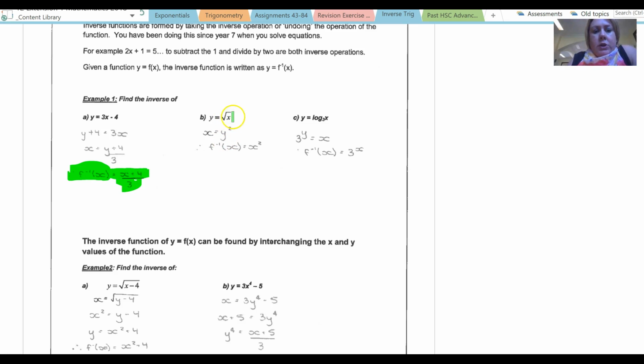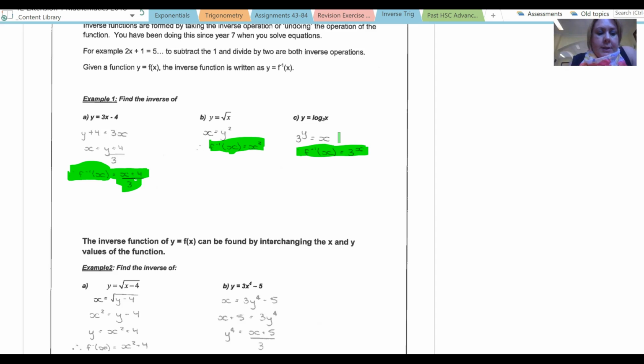Done the same here. I've changed x to be the subject, so x is y squared. Therefore, the inverse function of root x is x squared. Y equals log x to the base 3. I've had to change it to be an indice, and that's made x the subject, and I've put in my inverse function. So once I have the other as the subject, then I can just change the x value in the notation.